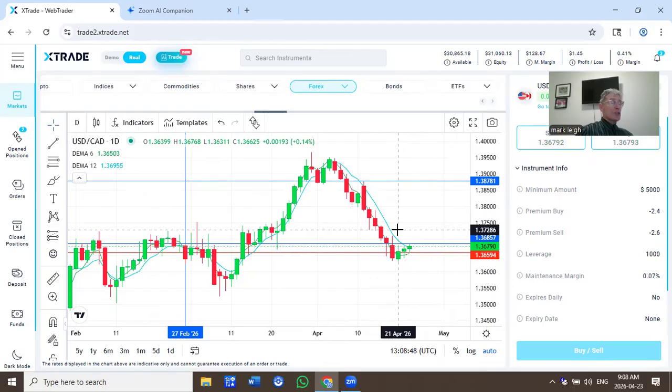But certainly we are seeing US dollar fighting back against all of the majors today. We're seeing it on the index as well. We've got our resistance and support levels to work with.